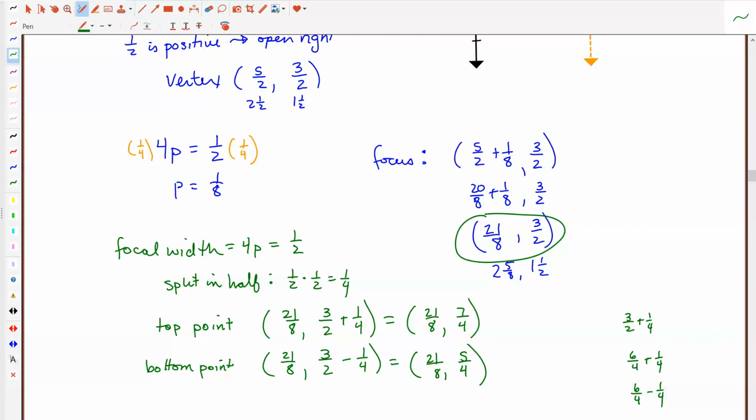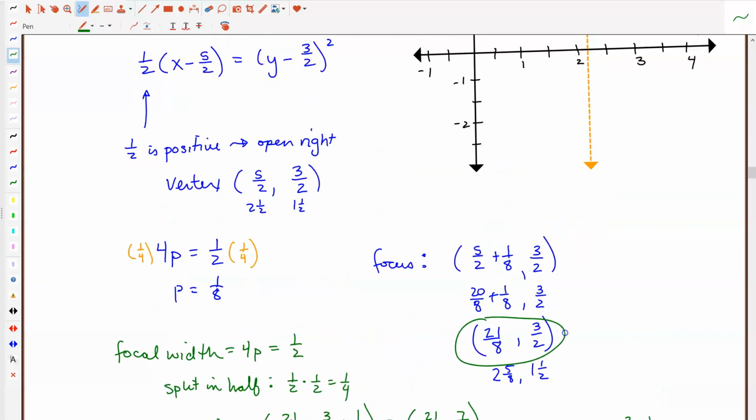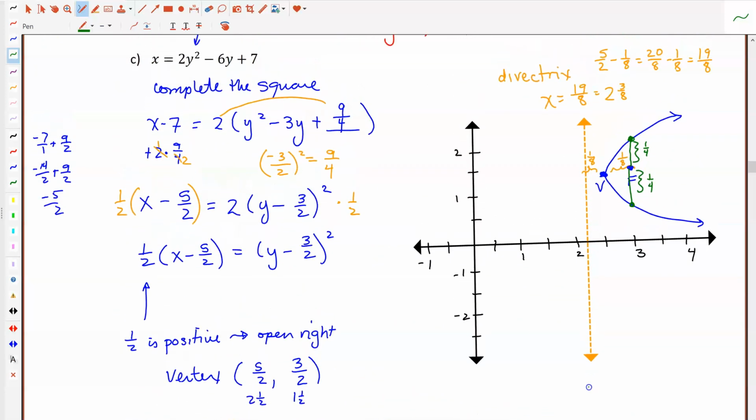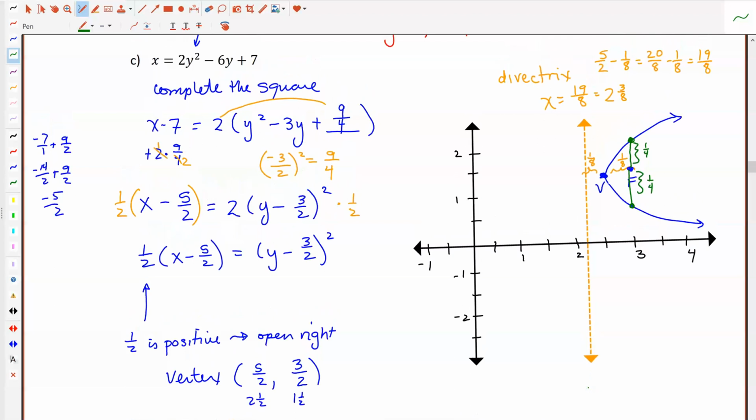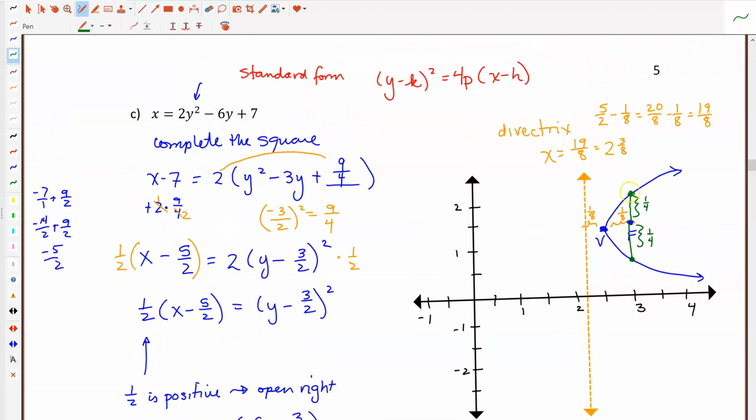Okay, so that was intense because lots of fractions, lots of very, very tiny movements. But we just went ahead and got these 2 ordered pairs. We'll go ahead and label them up here. So this was 21/8, 5/4 was that lower point, and then up here this was 21/8 and then 7/4.